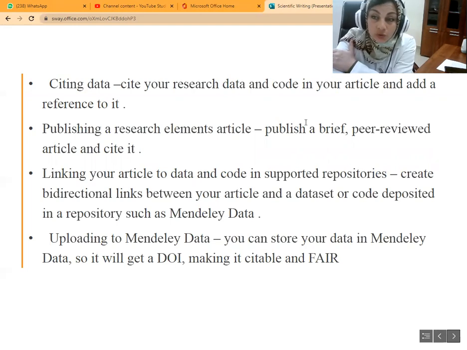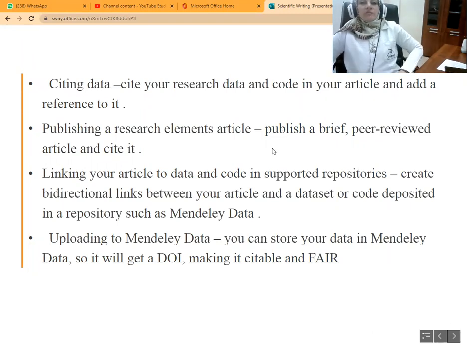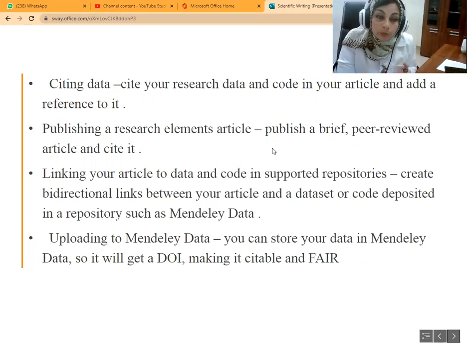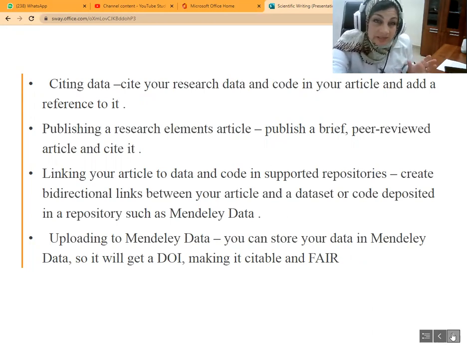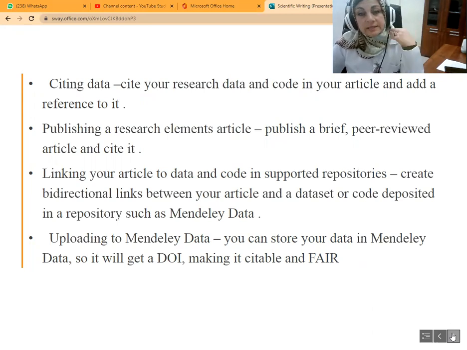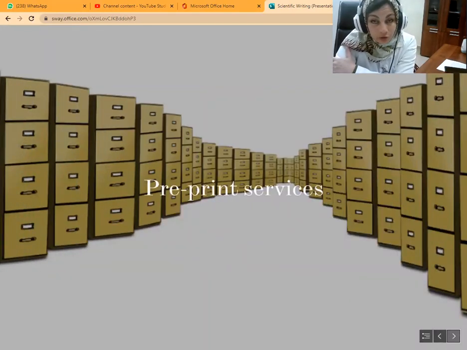Citing data, it's important to code in your article how you're citing everything and where you're getting everything. Sometimes you want to publish a research element, like a brief peer-reviewed article, and cite it. Link your article to the data repository where you have uploaded your data. Upload your data on a repository, for example Mendeley Data, and we will speak about this. It gets a DOI, a digital object identifier. And this means that it counts for you as research, and it counts as a citation as well when you are finding your own metrics as an author.